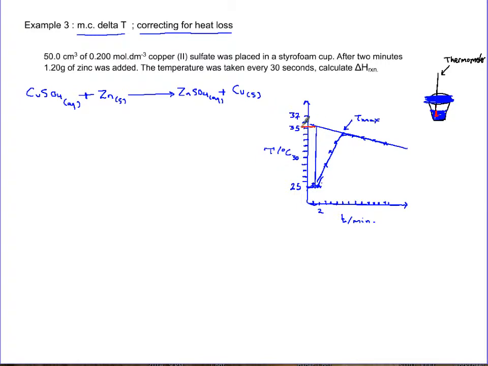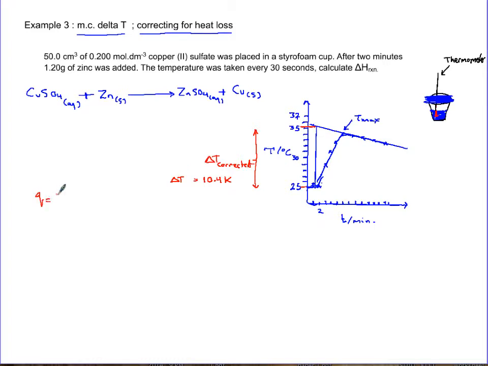This difference here is what we like to call delta T corrected. So delta T corrected is slightly higher than your maximum temperature compared to minimum, and it's 35.4 minus 25, so I'm getting about 10.4 degrees Celsius or Kelvin difference. That's my delta T. Now I'm ready to calculate heat of reaction first.